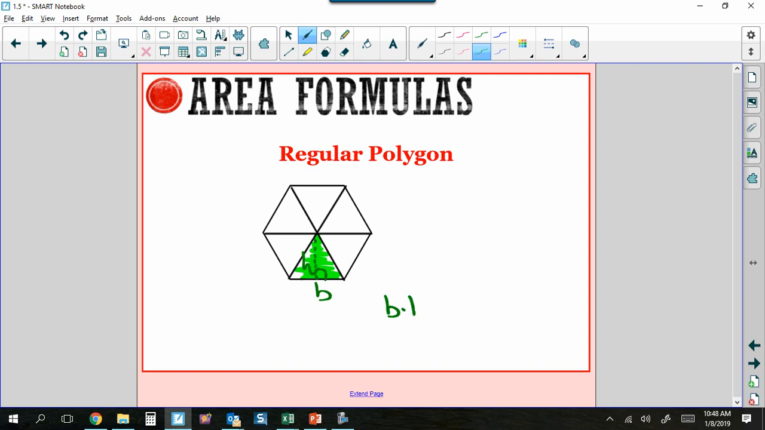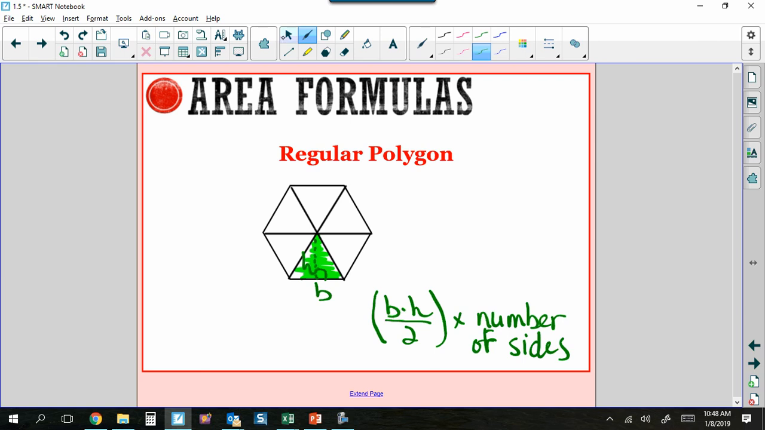So base times the height divided by 2, or half base times height. And then you're going to multiply that, because that's only this one triangle, by how many triangles there actually are, because they're all the same. A hexagon created 6 congruent triangles. So basically the number of sides is going to be the number of triangles you're creating. So you will always multiply this by the number of sides. Please make sure you have this in your notes.